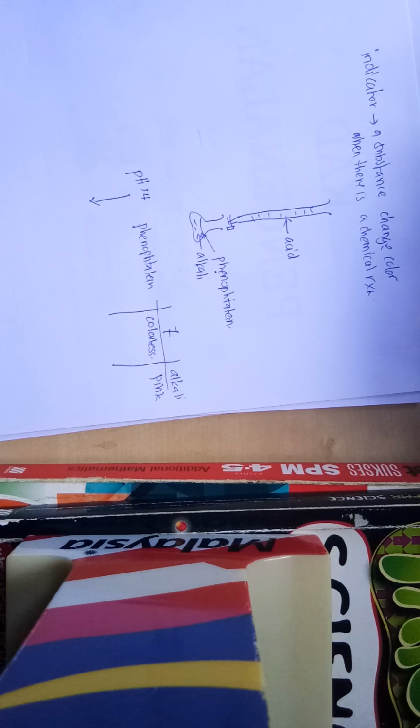If you see the module, there are several indicators that you can use for the reactions between acid and bases. First, you can use litmus solution. The color in acid is red, neutral color is purple, and color in alkali is blue. Phenolphthalein: color in acid is colorless, for neutral it is also colorless, and in alkali it is pink. For methyl orange, in acid it is red, in neutral it is orange, and in alkali it is yellow.